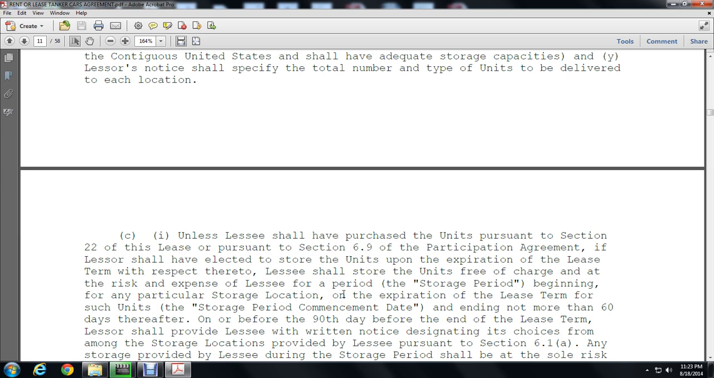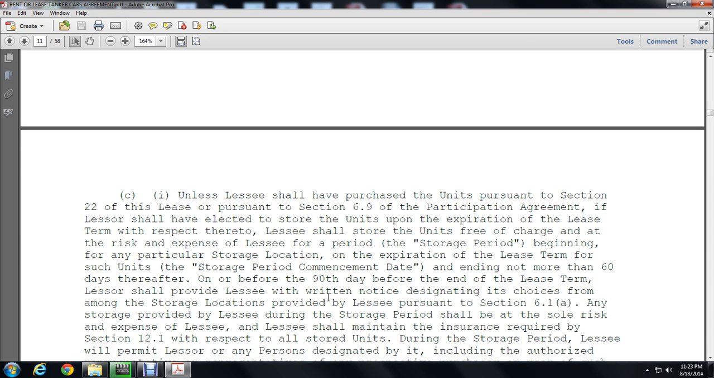The lessee shall provide the lessor with written notice designating its choice from among the storage locations provided by the lessor pursuant to Section 6.1a. Any storage provided by the lessor during the storage period shall be at the sole risk and expense of the lessor, and the lessor shall maintain the insurance required by Section 12.1 respecting all stored units during the storage period.